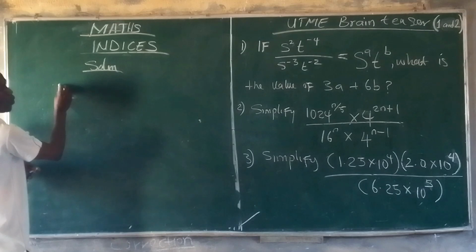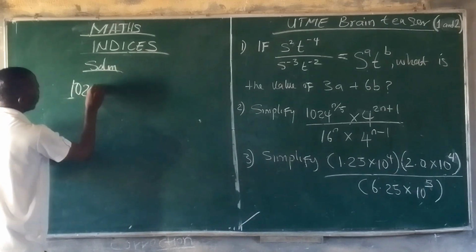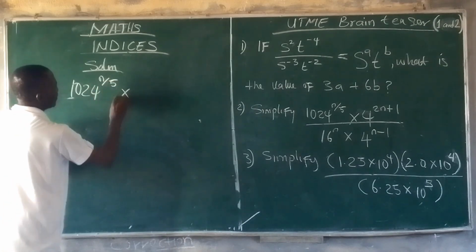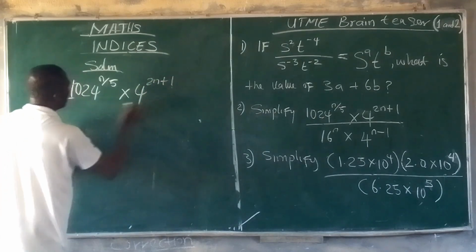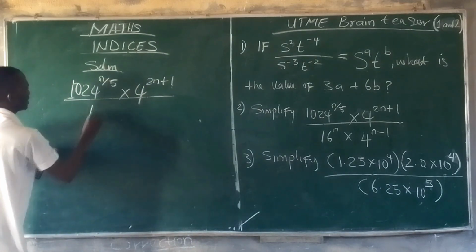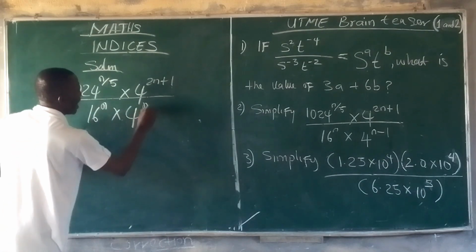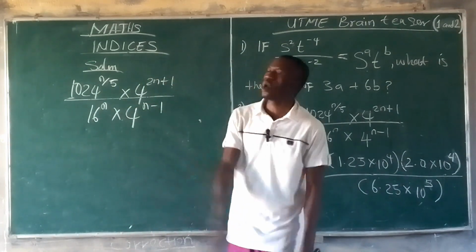The solution: we have 1024 to the power of n over 5, multiplied by 4 raised to the power of 2n plus 1, and then divided by 16 raised to the power of n, times 4 raised to the power of n minus 1. What I'm going to do here is to bring these numbers into one base.